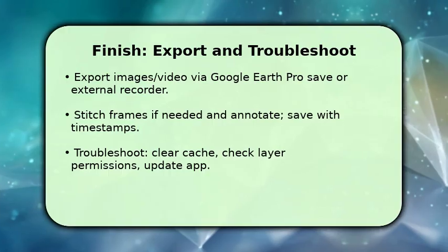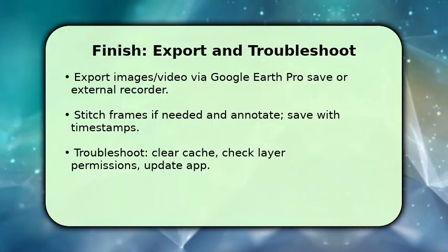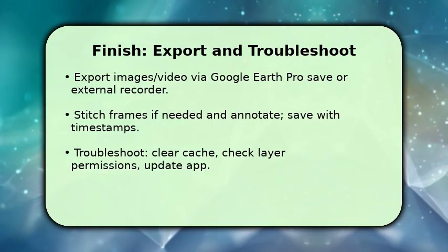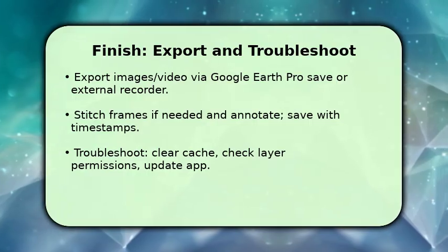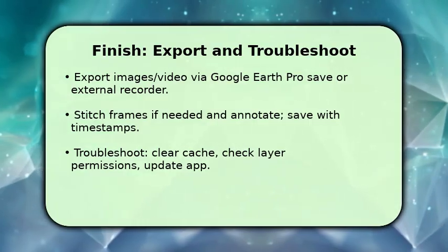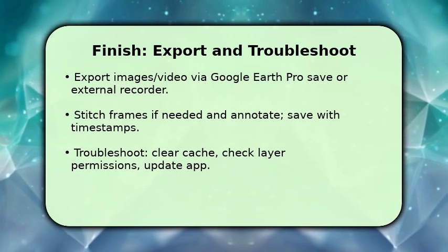If tiles aren't updating or image quality drops, clear Google Earth's cache, reboot the app, and re-enable the specific layers. Also verify your account and browser permissions. If problems persist, update the app or try a different network for better tile delivery.